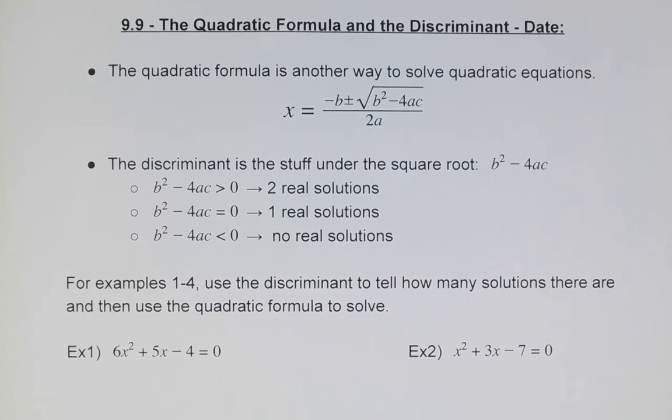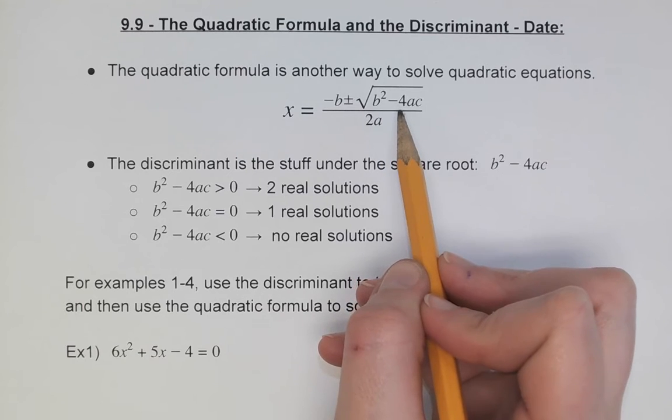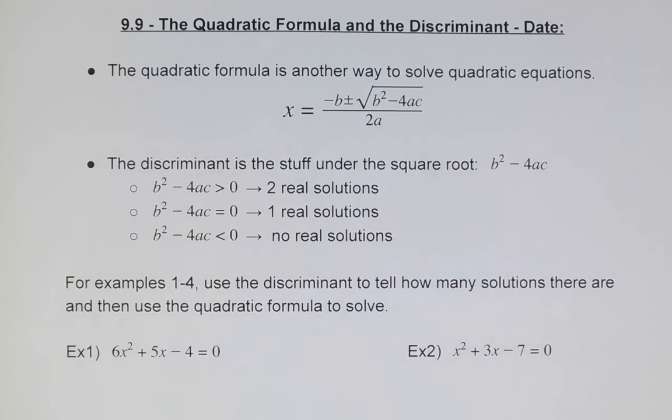Okay, last section of chapter 9, 9.9, quadratic formula and the discriminant. There are different songs and things like that to help you memorize this, but it is x equals negative b plus or minus the square root of b squared minus 4ac, all divided by 2a. It looks a lot scarier than it really is, I promise. But this is, yet again, just another way to solve quadratics.